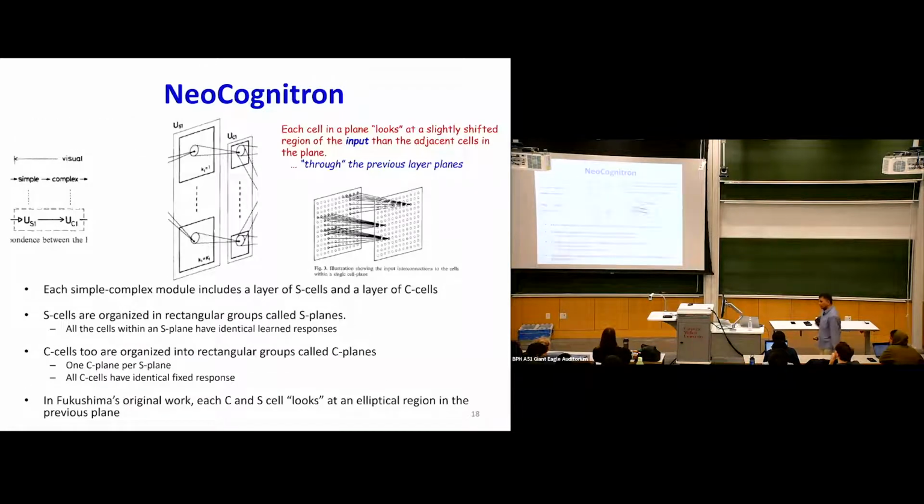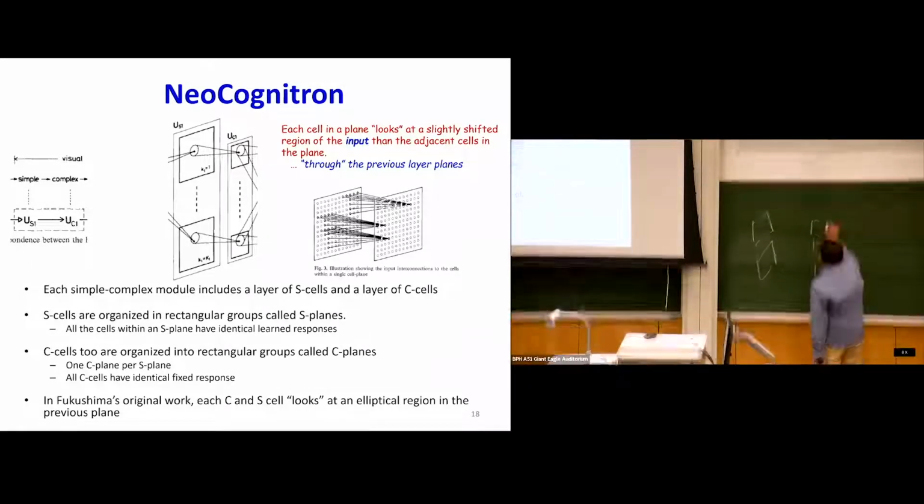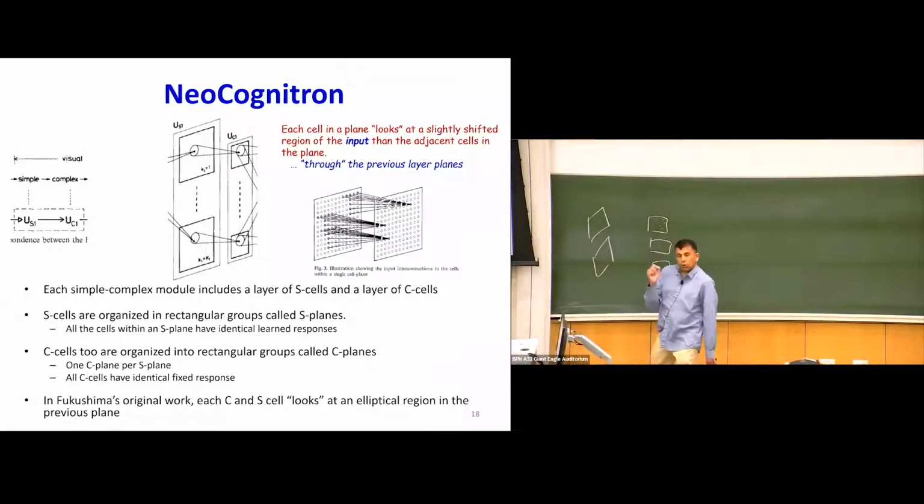And how does the whole thing work? Within each module, the S cells were arranged in planes according to his model. So I'm sort of drawing them at an angle. Okay, let me draw it face on. So the S cells are arranged in planes, where within each plane you have several S cells which all have exactly the same response. They respond to the same patterns.